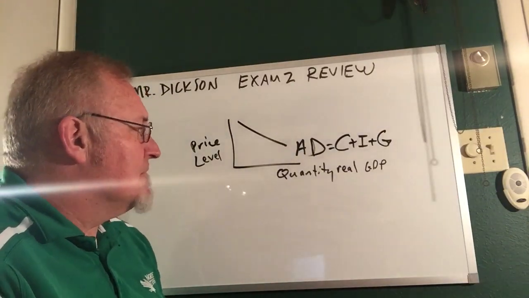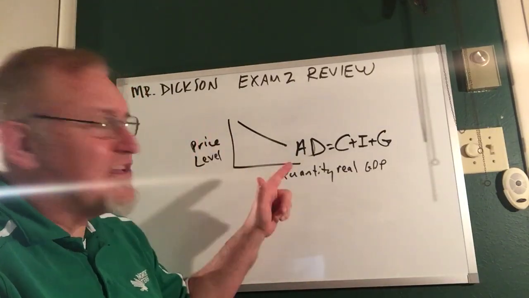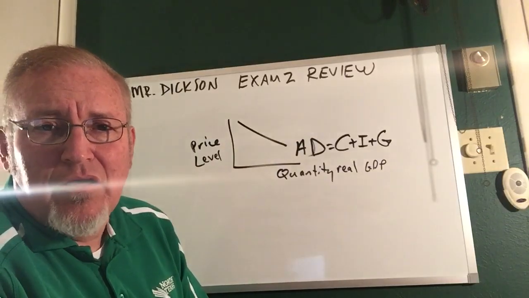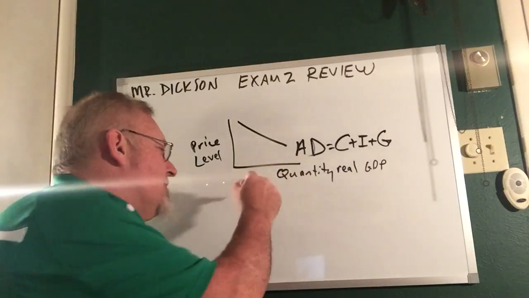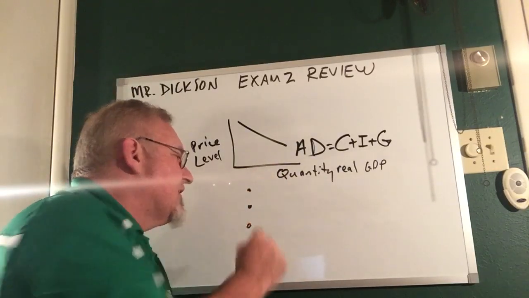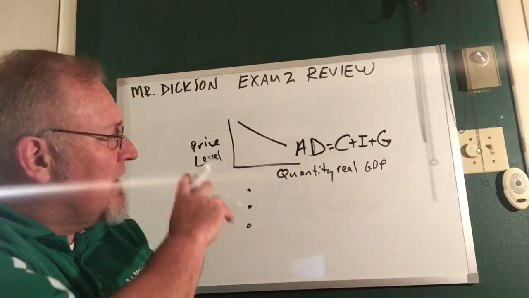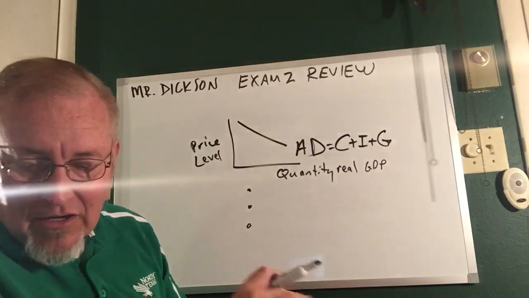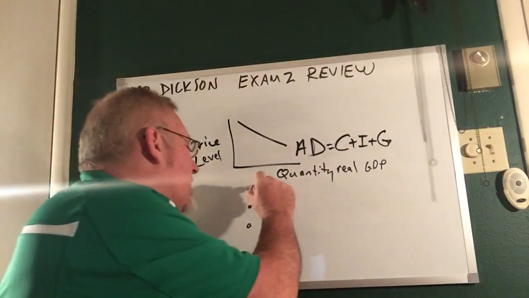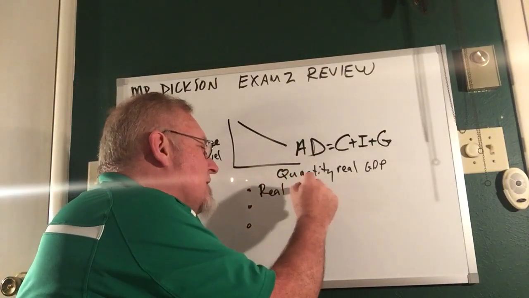But there you go. Now, what explains the downward sloping of the demand curve? Well, if you recall from your book in chapter 6, there's 3 things that help explain or help us understand why aggregate demand is downward sloping. The first is the real balance effect.